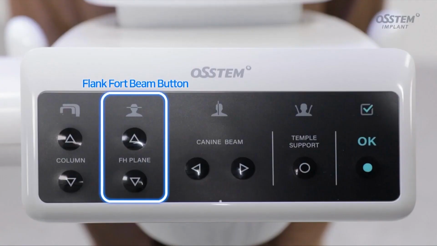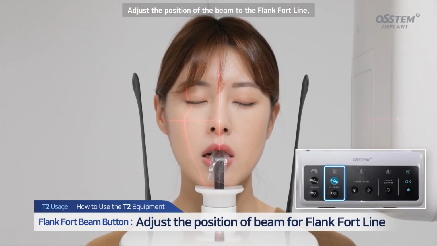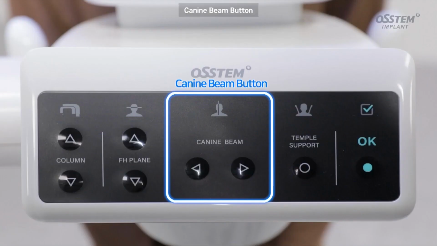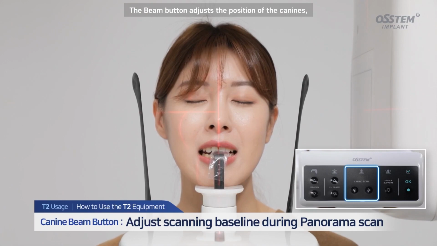Frankfurt beam button. Adjust the position of the beam to the Frankfurt line, which is the baseline for the patient scanning. This is mainly used for panorama and cephalo positioning. Canine beam button. The beam button adjusts the position of the canines, which is the starting point of a panorama scan. Press the button to place it on the canine.